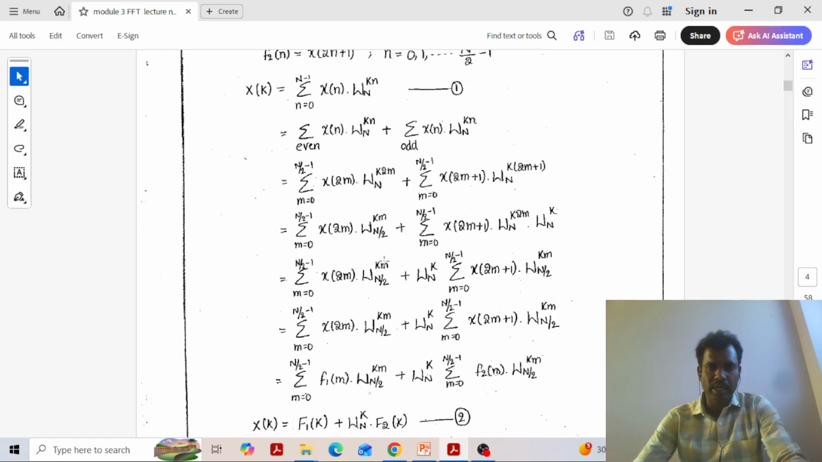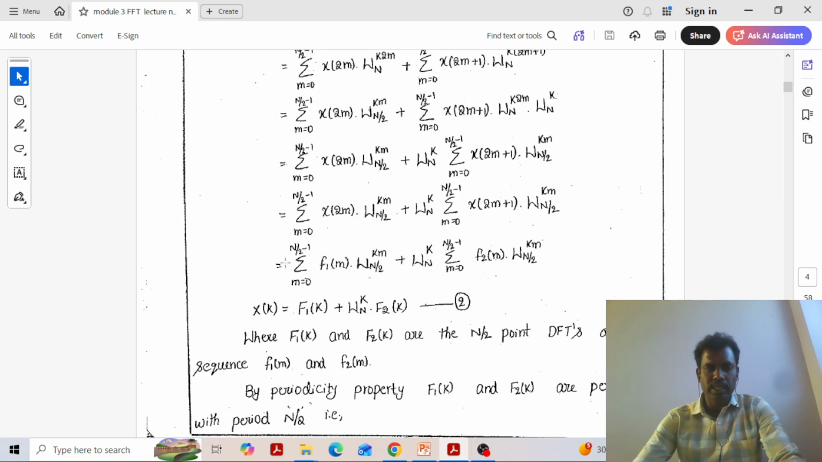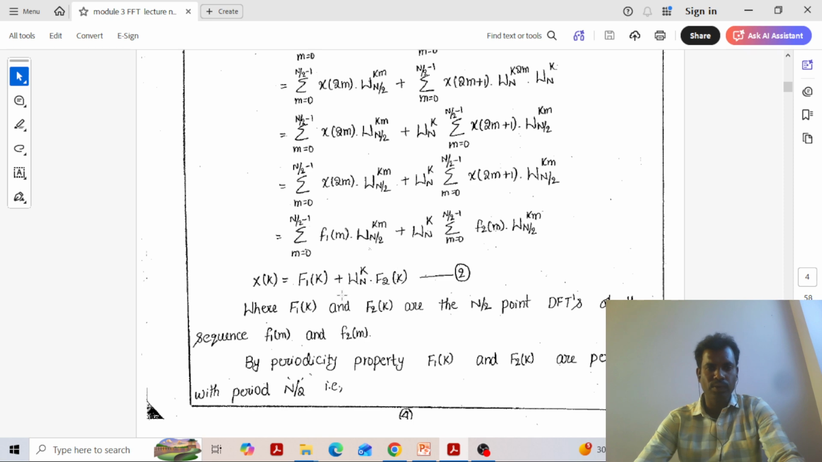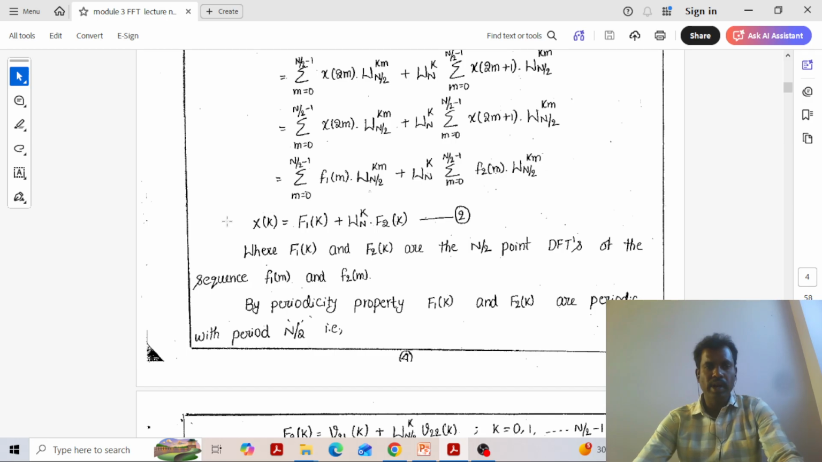This is another N by 2 point DFT, but here the input is even index samples and there the inputs are odd index samples. So this is sigma f1 of m into W_N by 2 power km, and this is f2, because x of m is divided into f1 and f2. So its DFT is represented as capital F1 of k plus W_N power k into capital F2 of k, where F1 and F2 are N by 2 point DFTs. But X of k is the N point DFT, so the N point DFT is obtained by combining two N by 2 point DFTs.